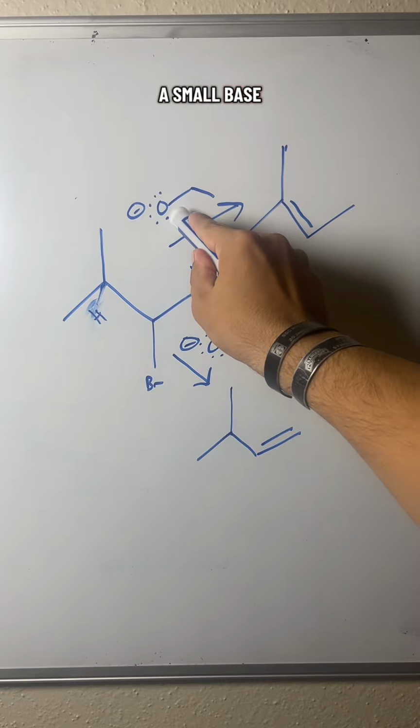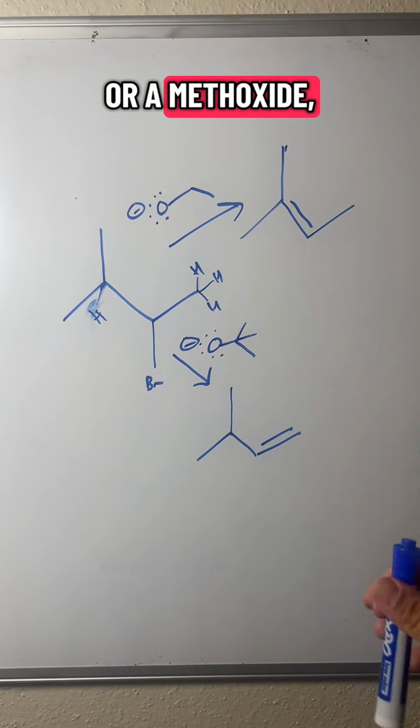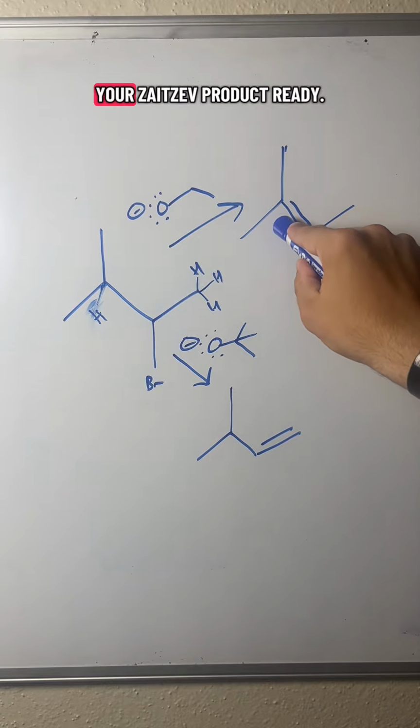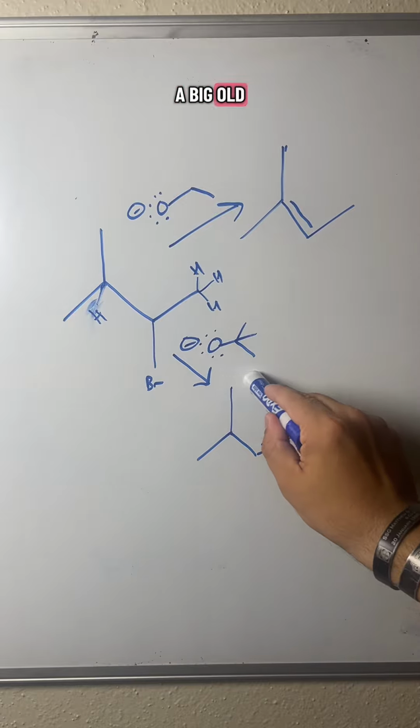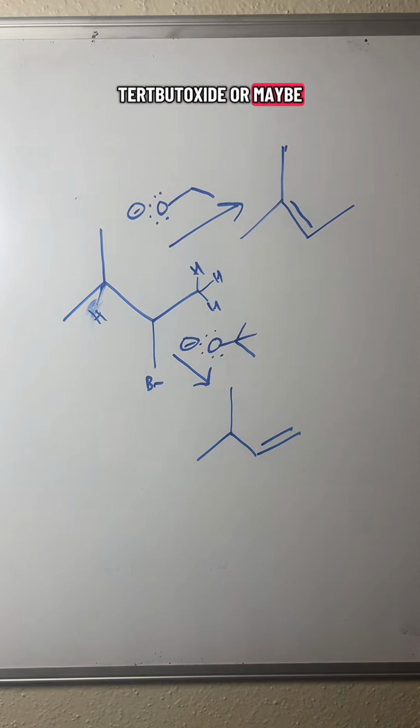If you have a small base, like this ethoxide here, or a methoxide, you're gonna get your Zaitsev product, where you have that most substituted alkene. If you have a big old bulky base, like this tert-butoxide, or maybe LDA, lithium diisopropylamide, you're gonna get this Hofmann product, all right?